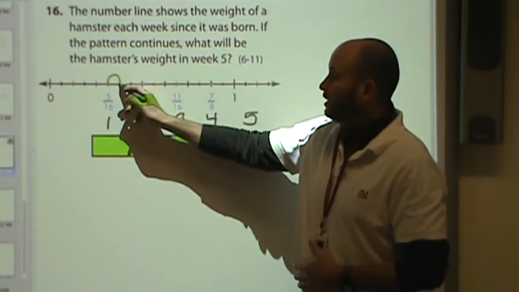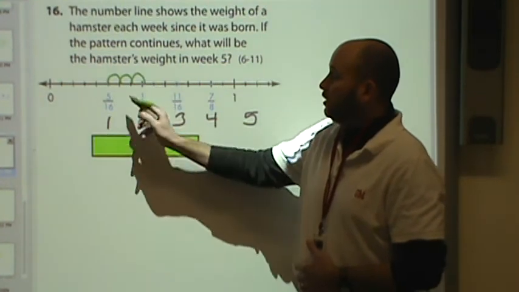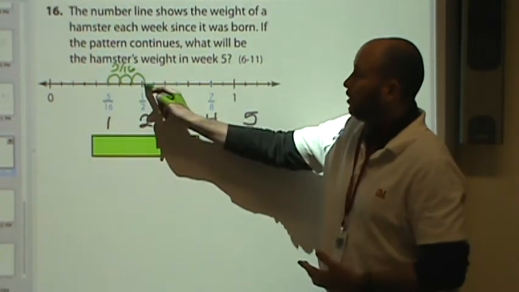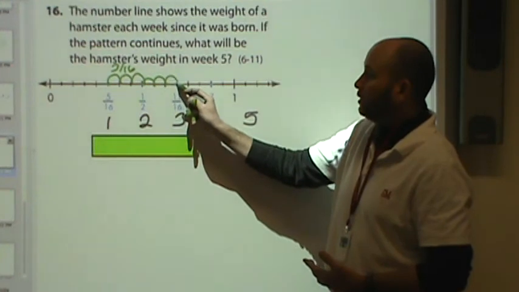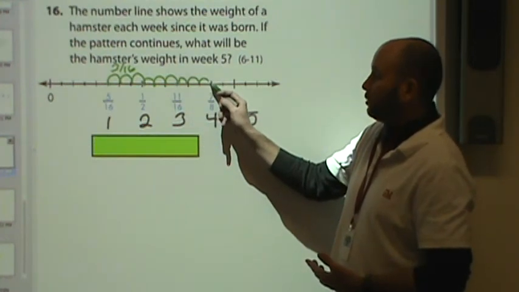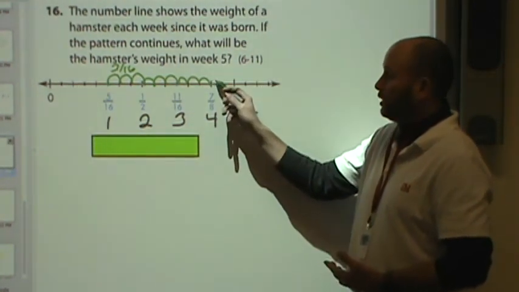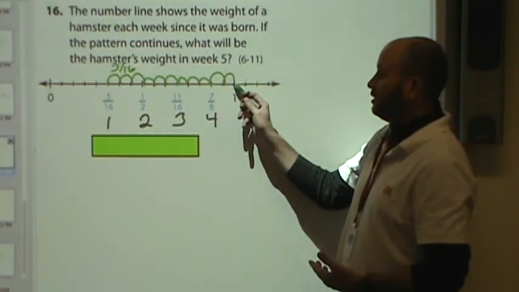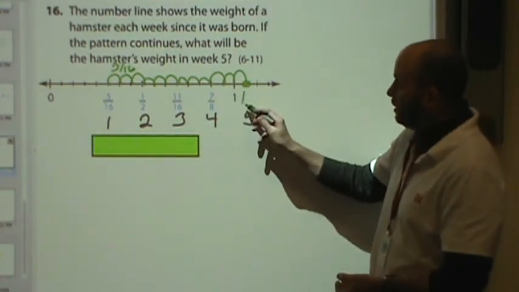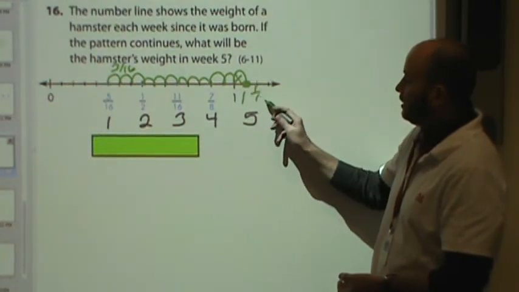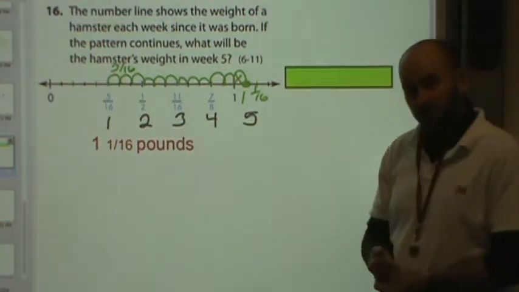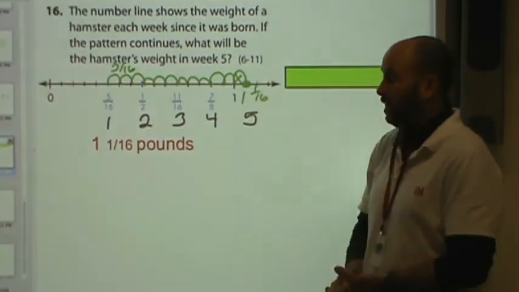Well, here's 1/16, 2/16, 3/16. So it increased by 3/16. The pattern should occur: 1/16, 2/16, 3/16. That would be another week, so it's increased. So we would go again, 1, 2, 3, and now we have the unknown from the 4th week, so we're going to go up another 1/16, 2/16, 3/16, which puts us on the number line right there, which means we have 1 and 1/16. So the hamster's weight next week will be 1 and 1/16 pounds.